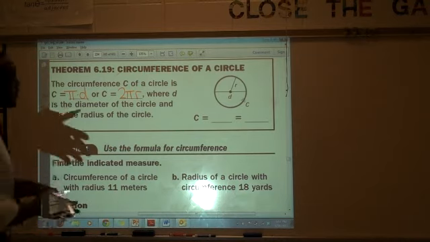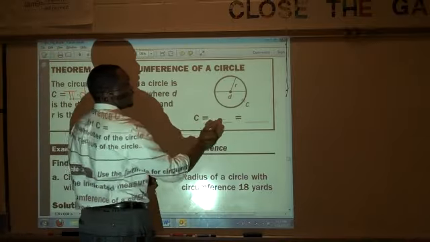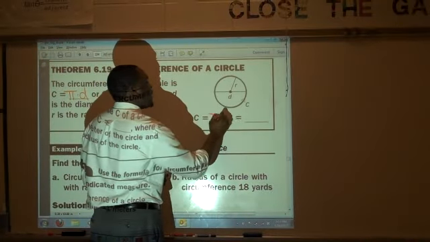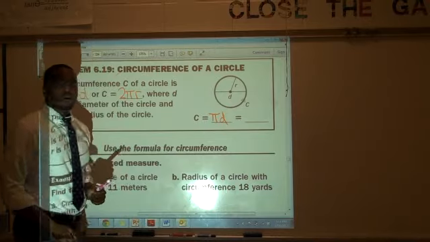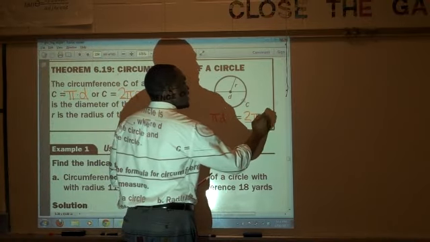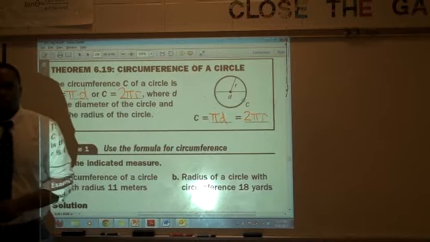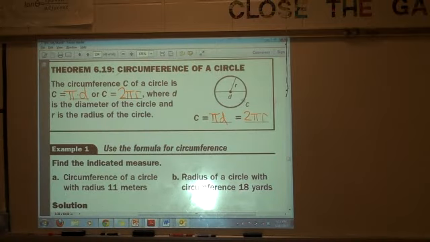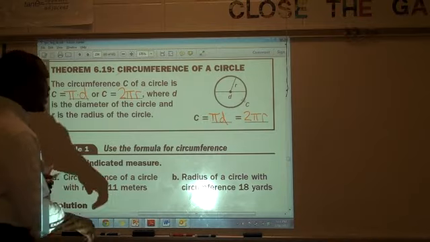So down here where it says c equals, I want you to put pi d, and that equals 2 pi r. Simple enough. Once again, this is review. Let's jump into actually how we're going to use this to solve a problem.